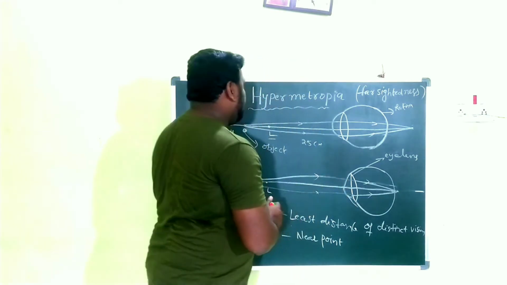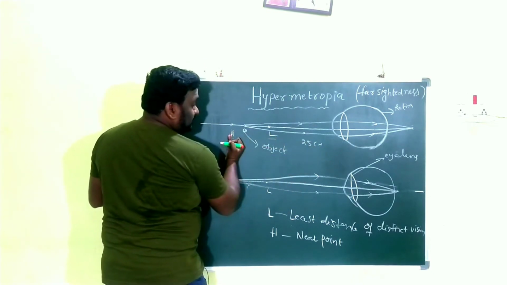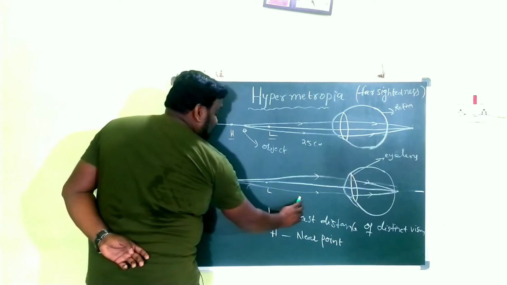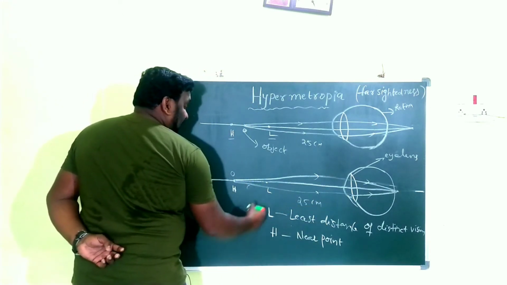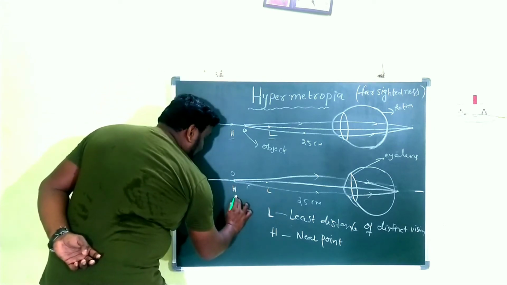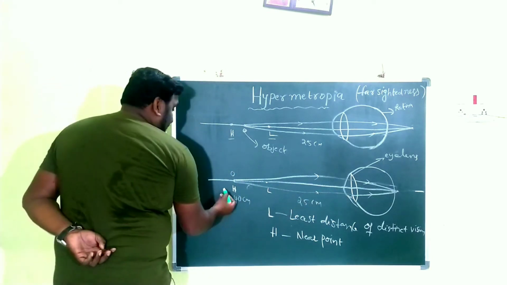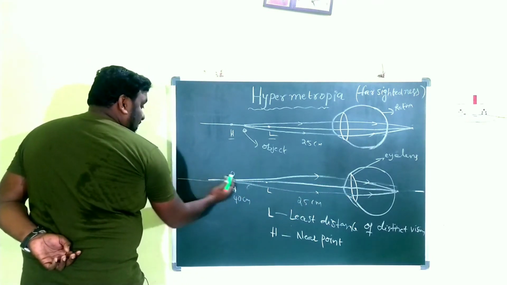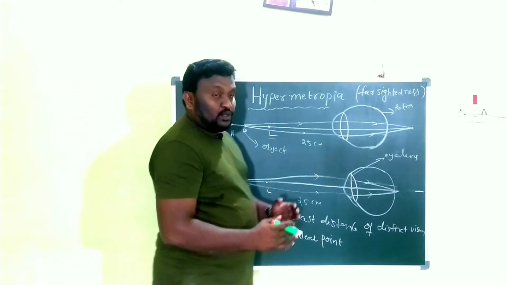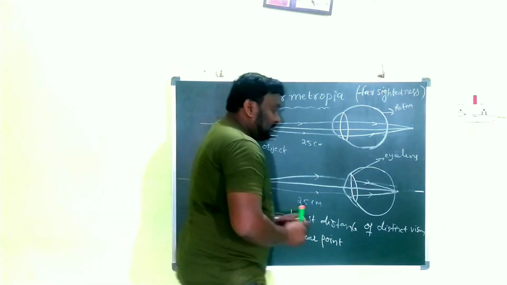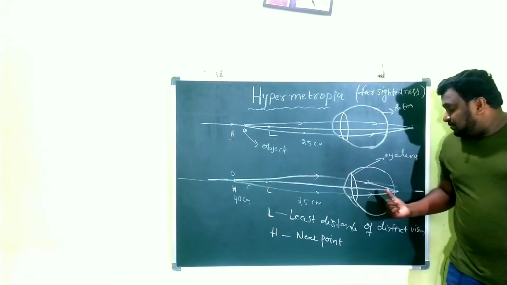For example, look here now. H is here, H is there. In the second diagram, what I told you, L is 25 centimeters. L is what, children? 25 centimeters. And now here, at this point H, I am taking 40 centimeters from the eye lens. So here, if you keep the object beyond 40 centimeters, that means at 40, what do you observe, children? Here, at 40, if we keep the object, it can form the image on the retina.